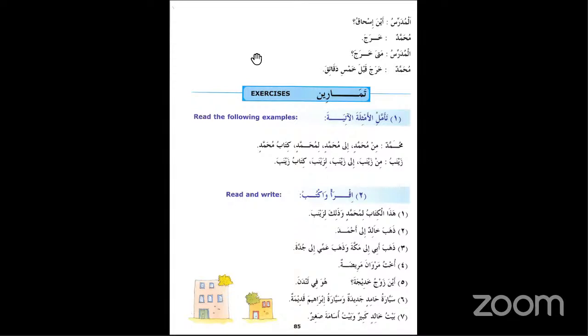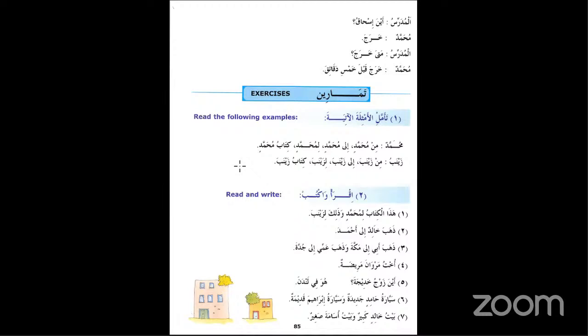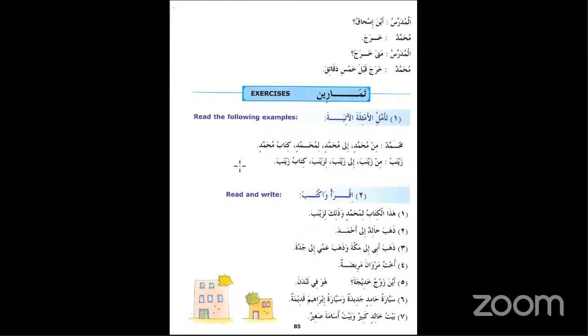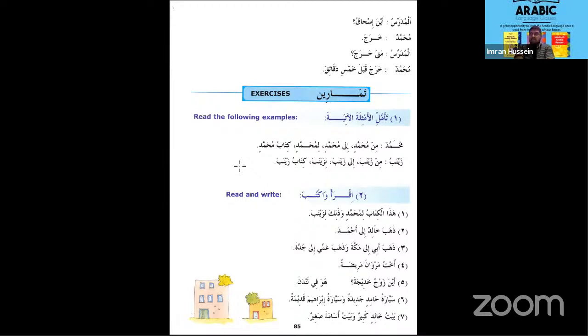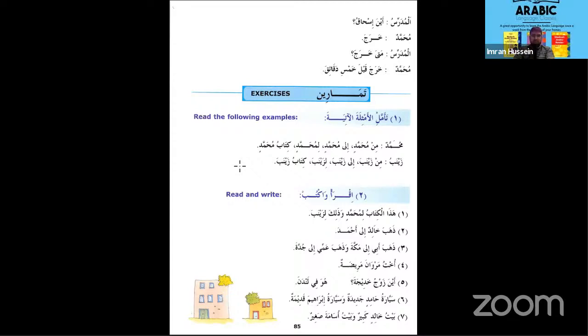3. ذهب أبي إلى مكة وذهب أمي إلى جدة. Father went to Makkah and mother went to Jeddah. No, Ammi is uncle, sorry, forgive me. Ammati is auntie. Dhahaba Abi ila Makkah. My father went to Makkah, and my uncle went to Jeddah. Excellent.